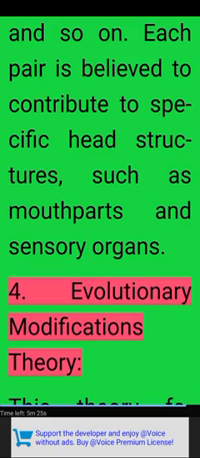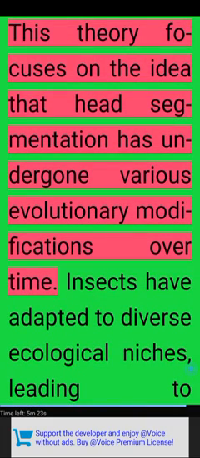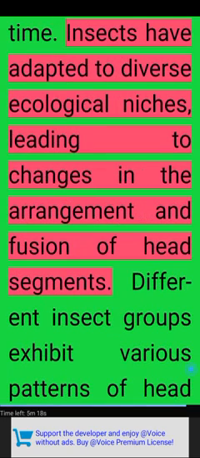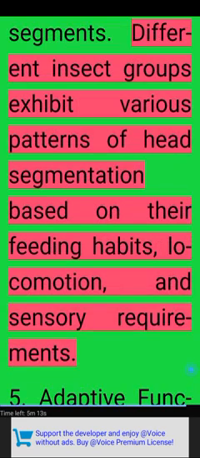4. Evolutionary modifications theory. This theory focuses on the idea that head segmentation has undergone various evolutionary modifications over time. Insects have adapted to diverse ecological niches, leading to changes in the arrangement and fusion of head segments. Different insect groups exhibit various patterns of head segmentation based on their feeding habits, locomotion, and sensory requirements.